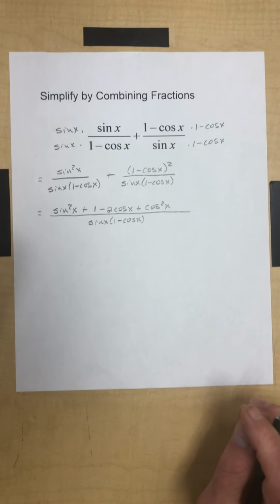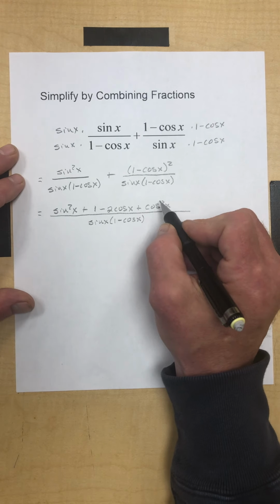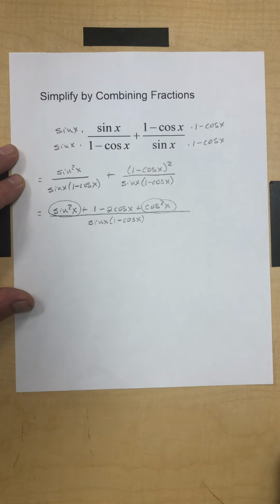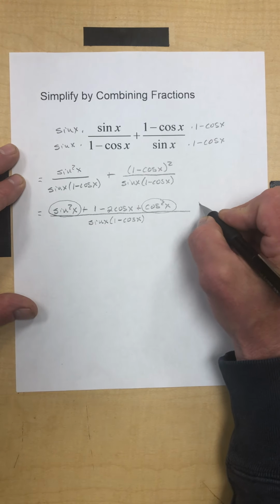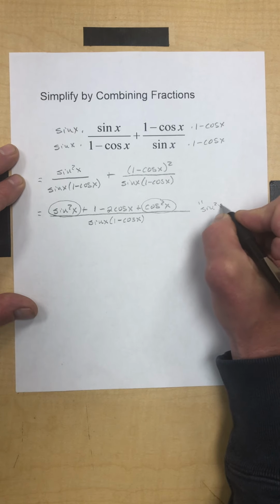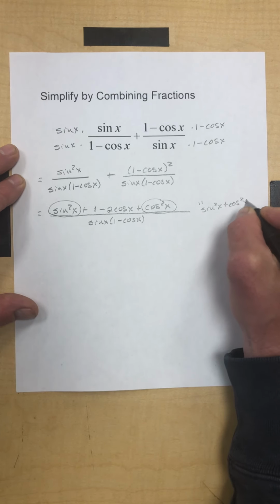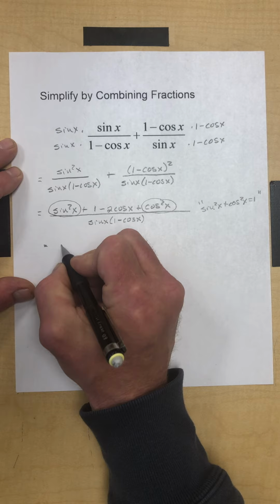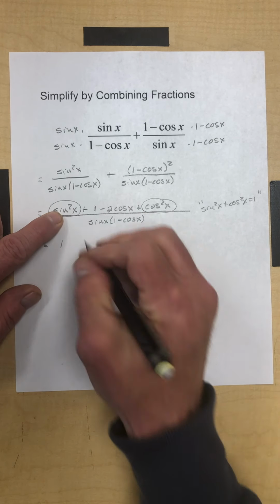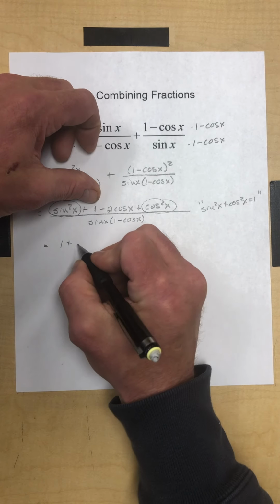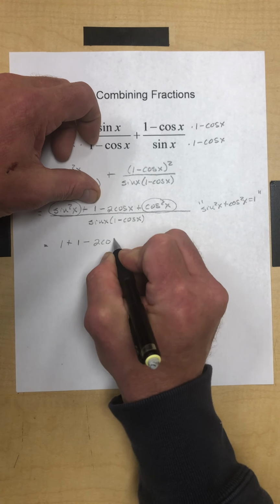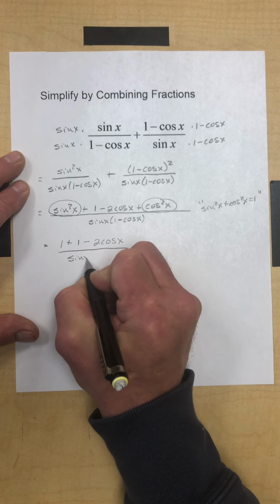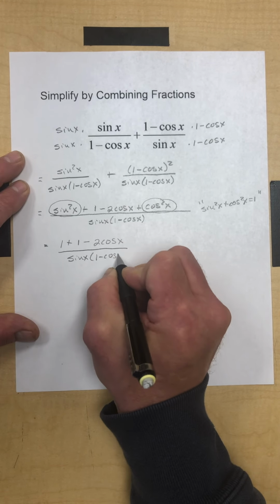Okay. Now, up top, I see this guy paired up with this guy right there. And we think about our Pythagorean identities. I've got sine squared x plus cosine squared x equals 1. So I know that these two added together give me 1. Okay, so I have that 1 from these two plus this 1 right here minus the 2 cosine of x all over sine of x times 1 minus cosine of x.